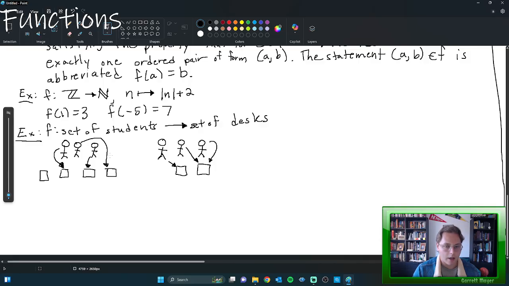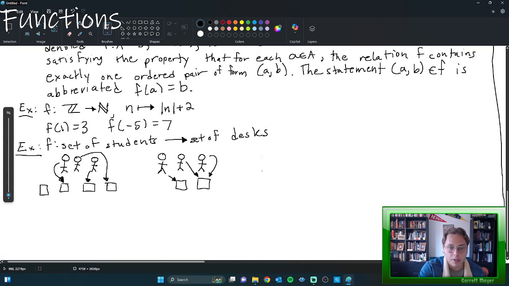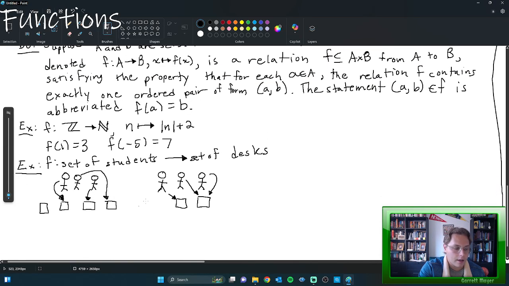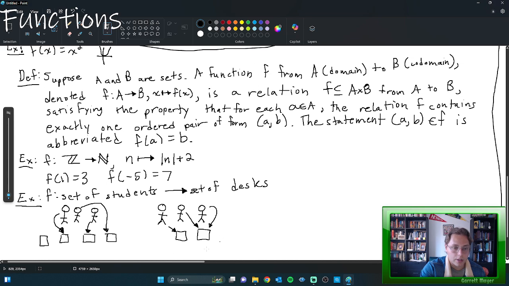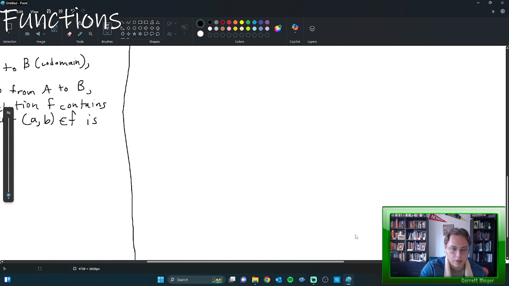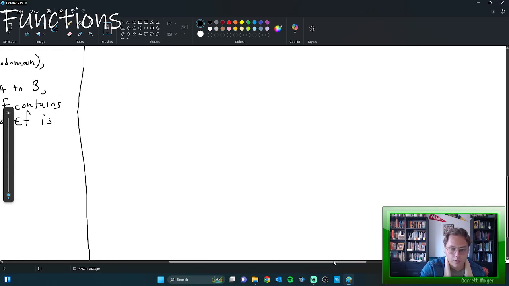Now, if we want to get more specific about functions where every output only has one possible input, that's what we're going to get into now. So now we're going to introduce other concepts that specify properties of functions a little bit more.